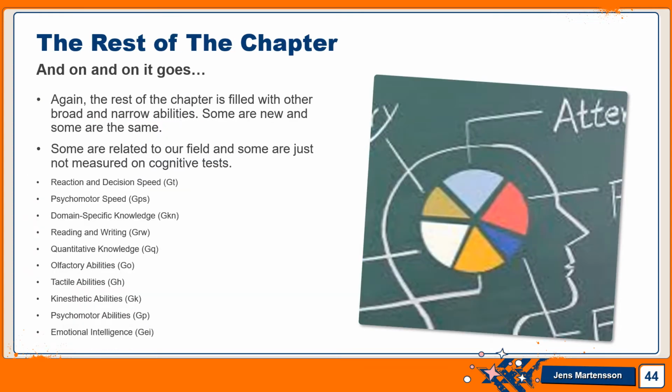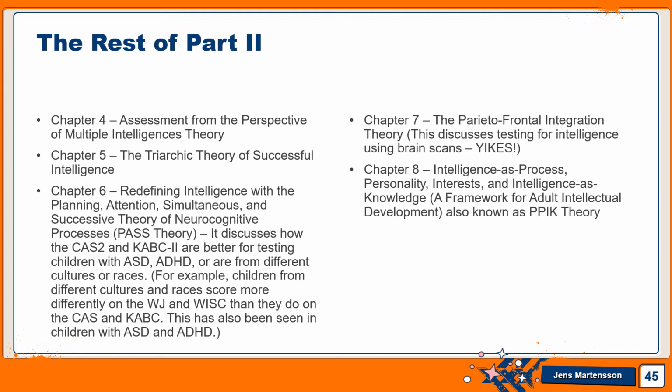So the rest of the chapter is just basically going over all of those other areas that I'm not mentioning. It's kind of interesting, emotional intelligence. I don't know, that's weird. I don't know how you would test that. So the rest of part two, these are some of the chapters I'm skipping. I'm not going to really read these to you, but there's one about the triarchic theory. I didn't even read that.